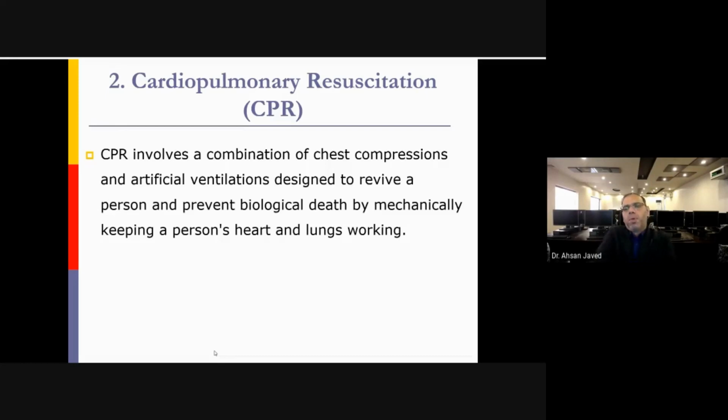One more point to mention is that the normal air that we breathe has about 21% oxygen, and the air that we exhale has around 16% oxygen.